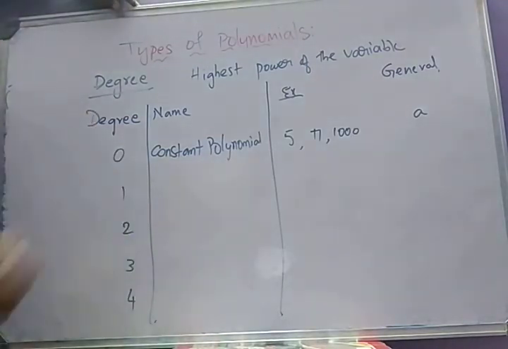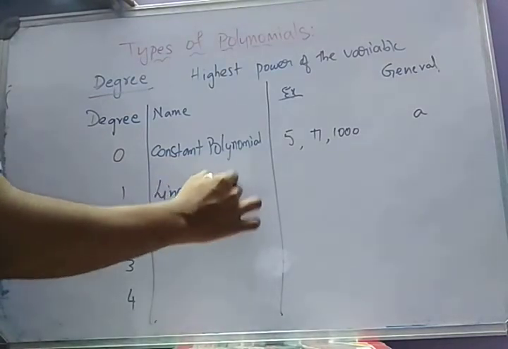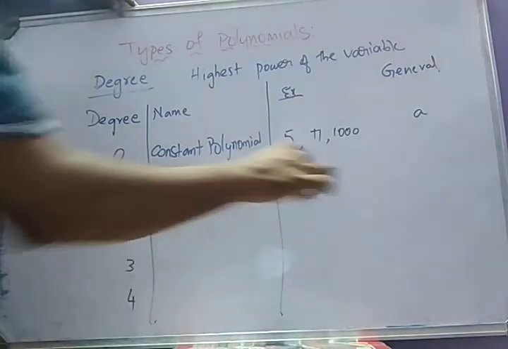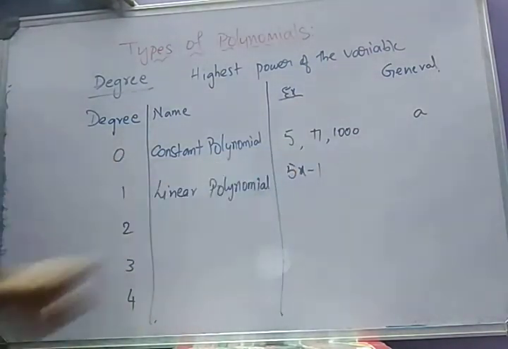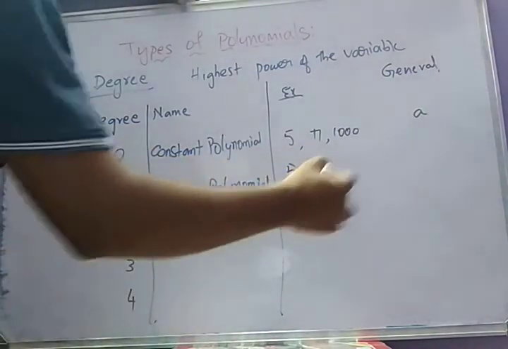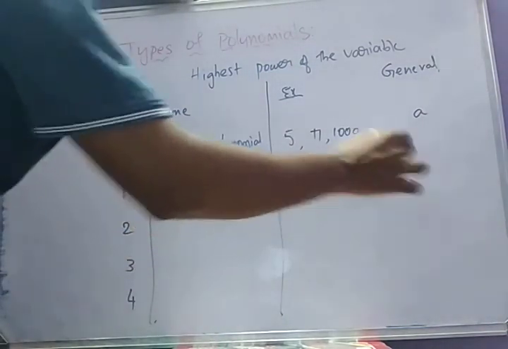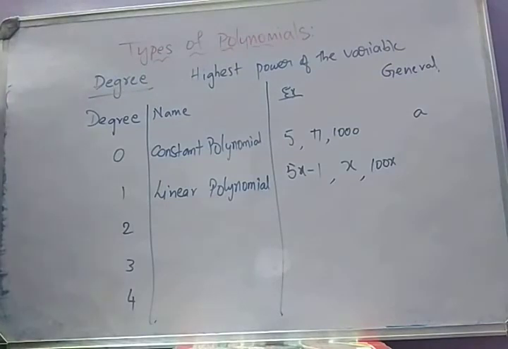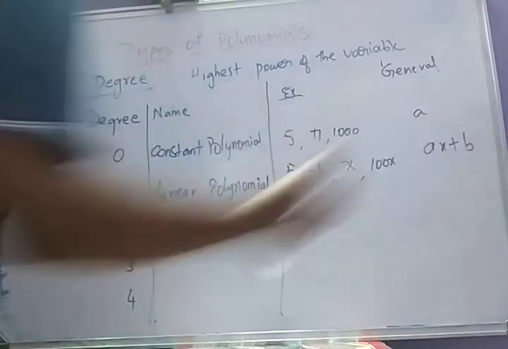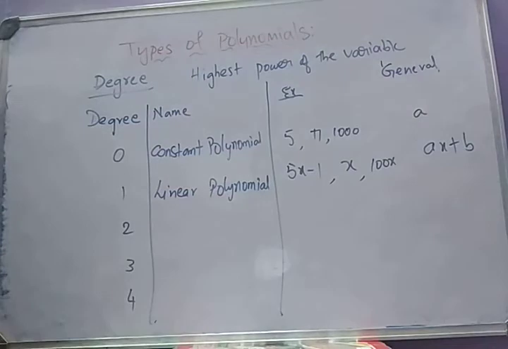Similarly, if degree is 1, then it is called a linear polynomial. Example, 5x minus 1. Observe, the degree is 1. X power is 1. X power is 0. The highest power is 1. Another example, if you want just x. Another example, take 100x. These are examples of linear polynomials where the degree is 1. And the general form of it is ax plus b, where a, b are real numbers and a is not equal to 0. Remember that.